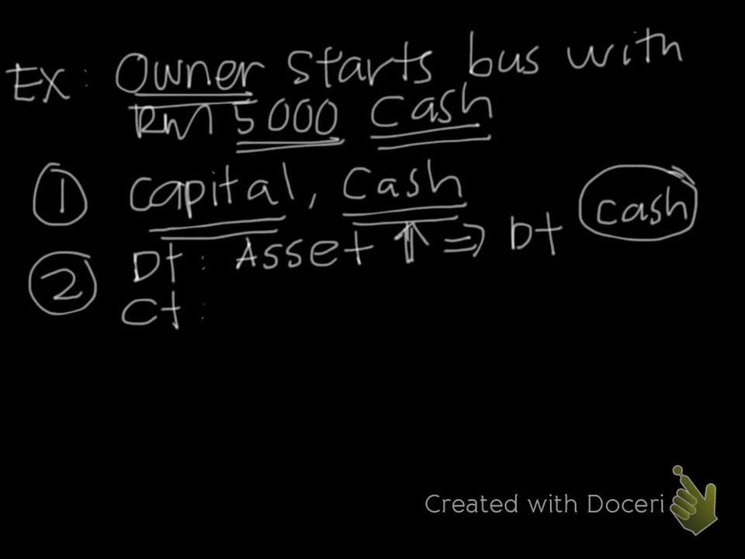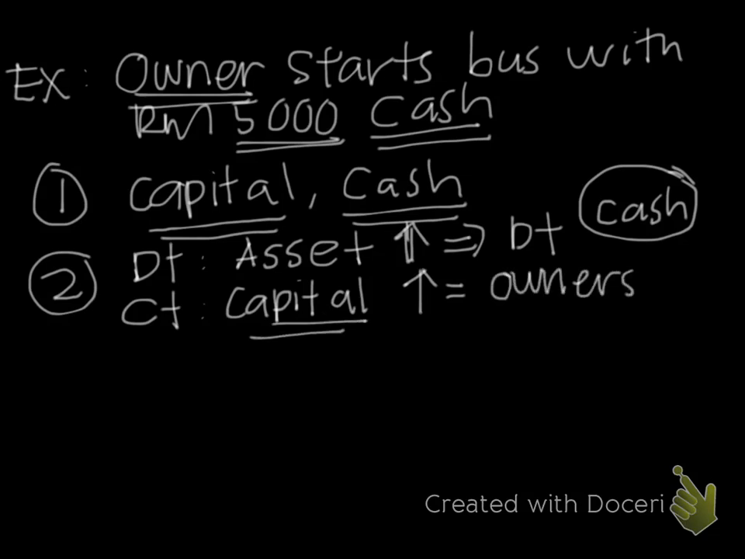Another account, which is capital, we record in the credit side. Why capital in the credit side? Remember, the increasing in liability and increasing in owner's equity is always in a credit side. Capital is a part of the owner's equity account, so the increasing in owner's equity account is recorded in a credit side.